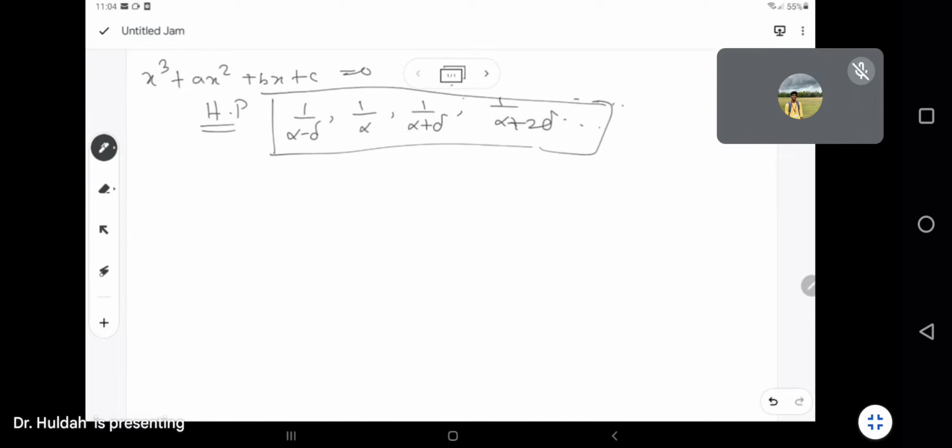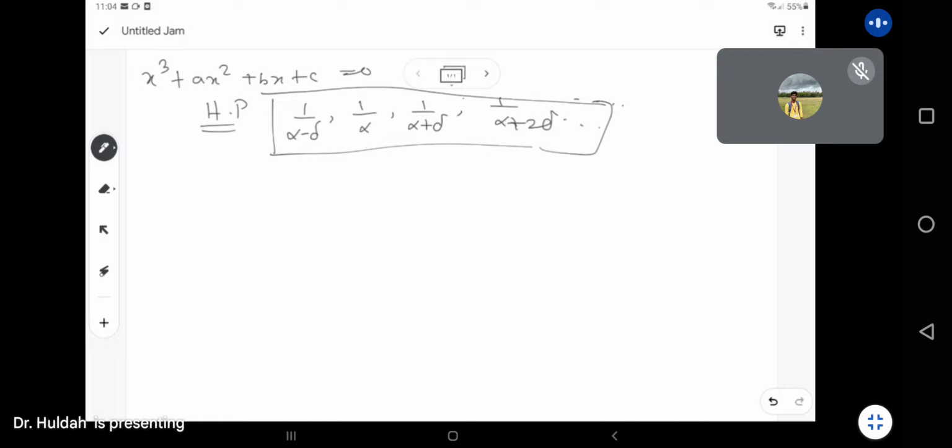Do you understand? Reciprocals of AP. Is it clear, children? Am I audible? Yes, ma'am. Clear. Okay, please respond. Right. So if it is HP, you will write the roots like this.